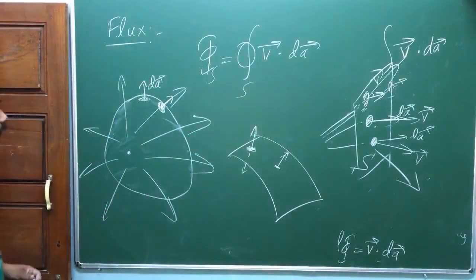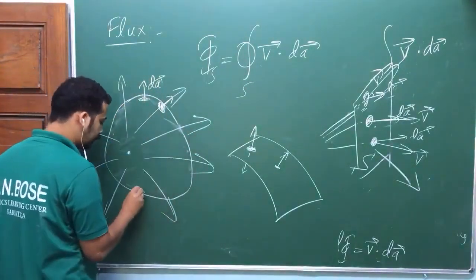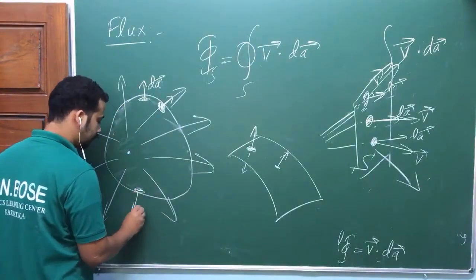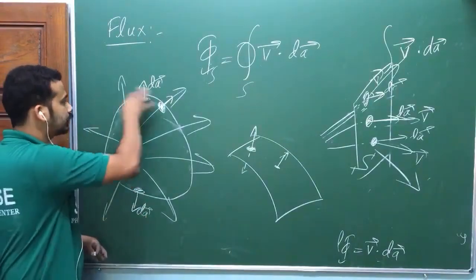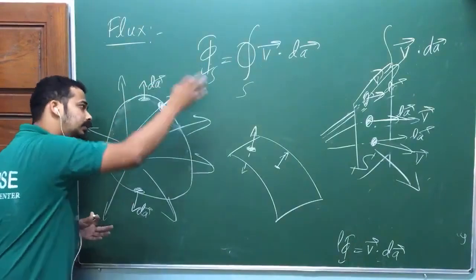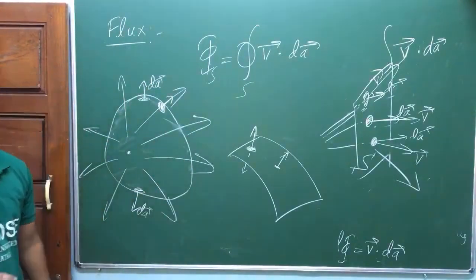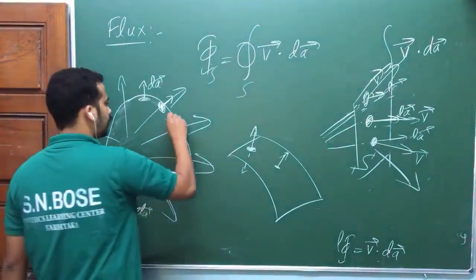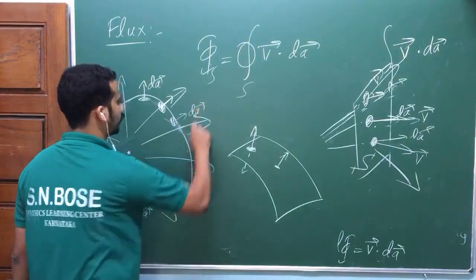Now look at here. If you have taken this dA vector outward from that region, throughout the surface you have to take dA vector outward from that region only. Are you getting my point? Don't take one side outward from the region and the other side inward. While doing the integration throughout the surface area, you have to stick to only one convention.